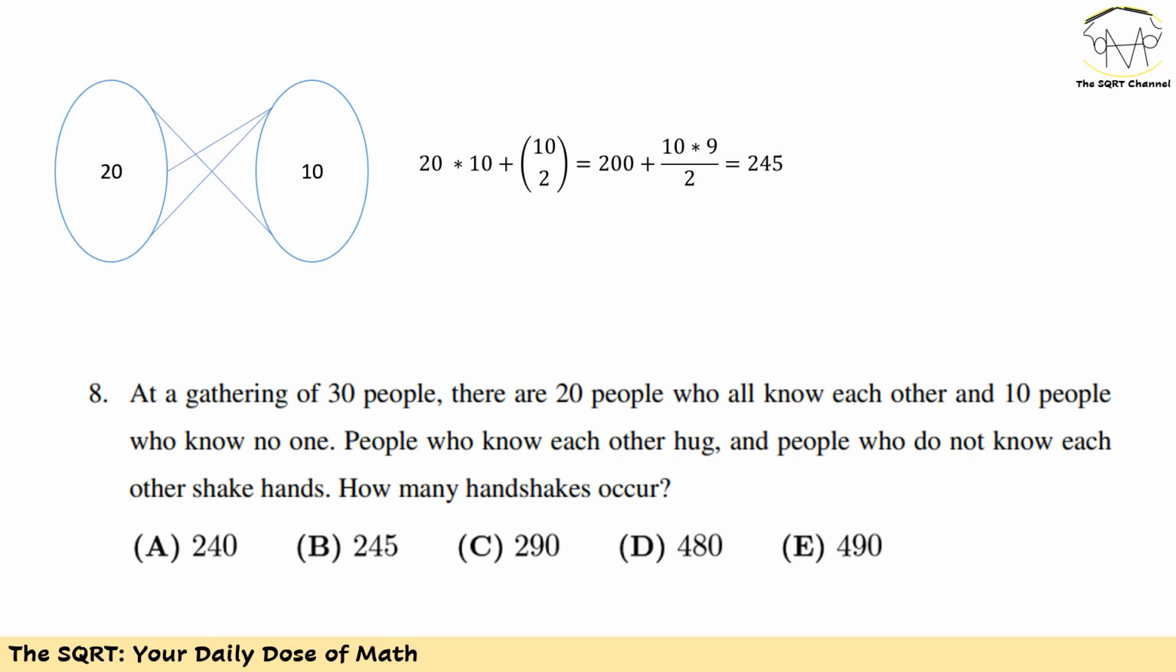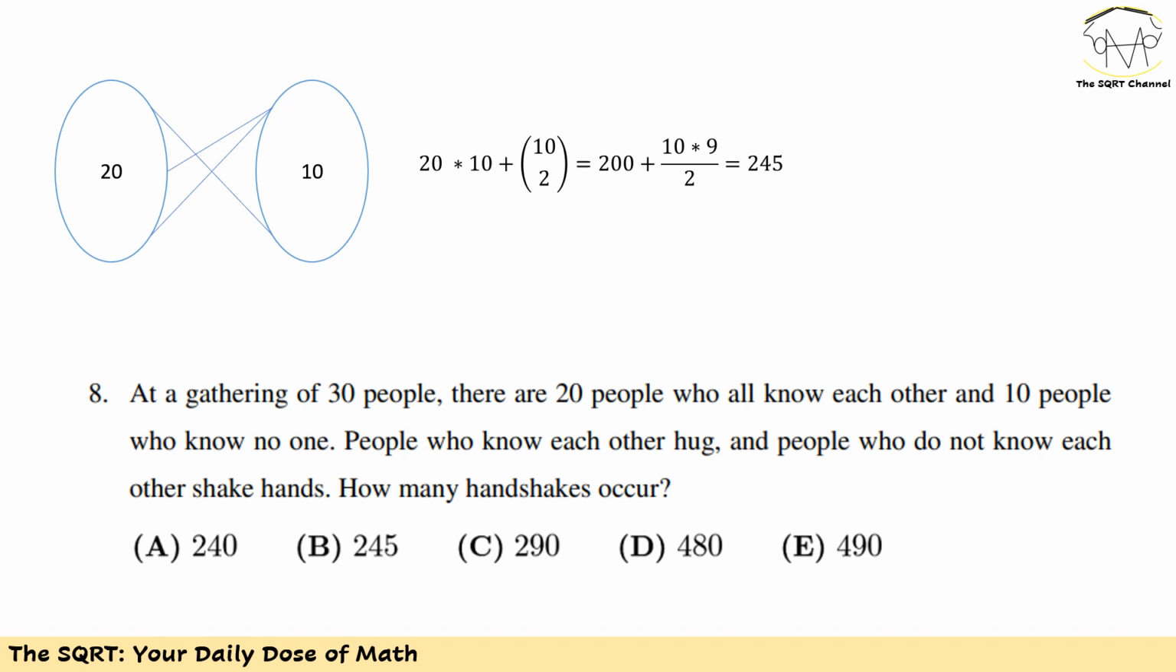So we have two groups, 20 people in one and 10 people in the other. We are interested in handshakes. All 10 people in one group are going to shake hands with all the people in the other group. In total, we have 20 times 10, or 200. Now, people who do not know each other are going to shake hands. We talked about handshaking between two groups, but we didn't talk about handshakes inside each group.